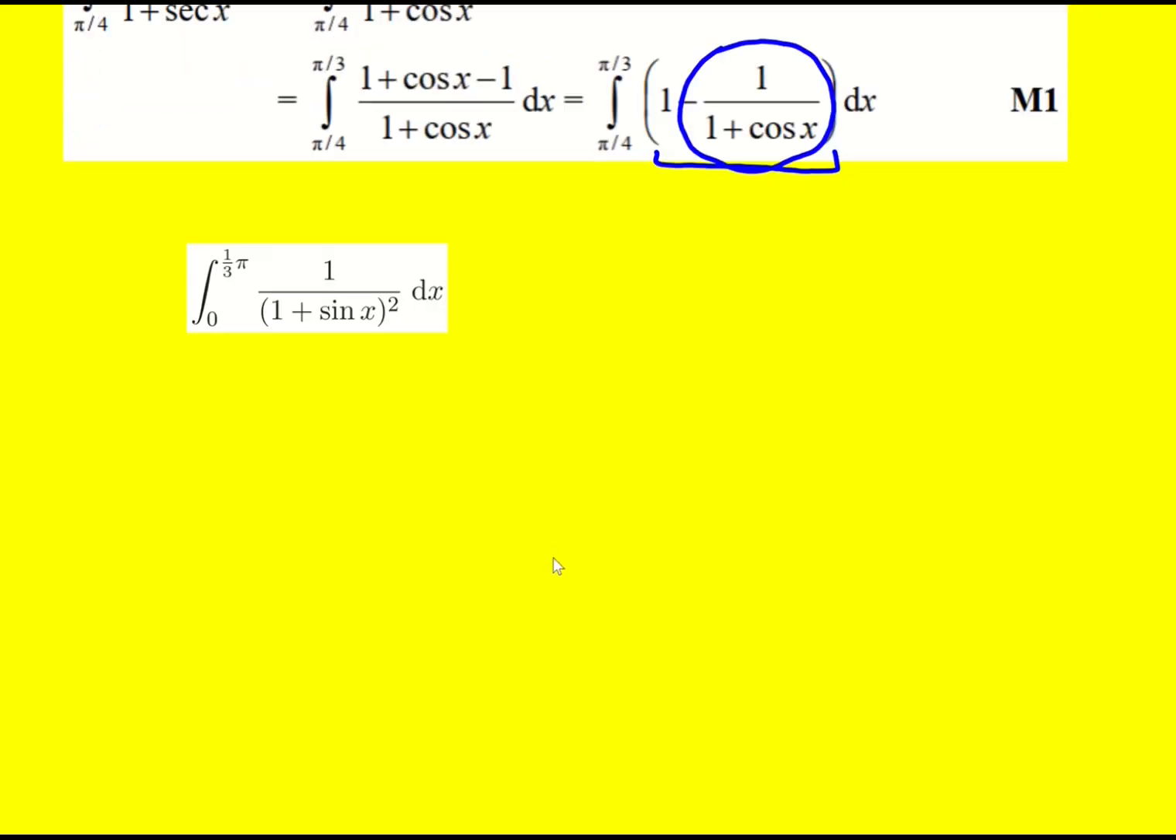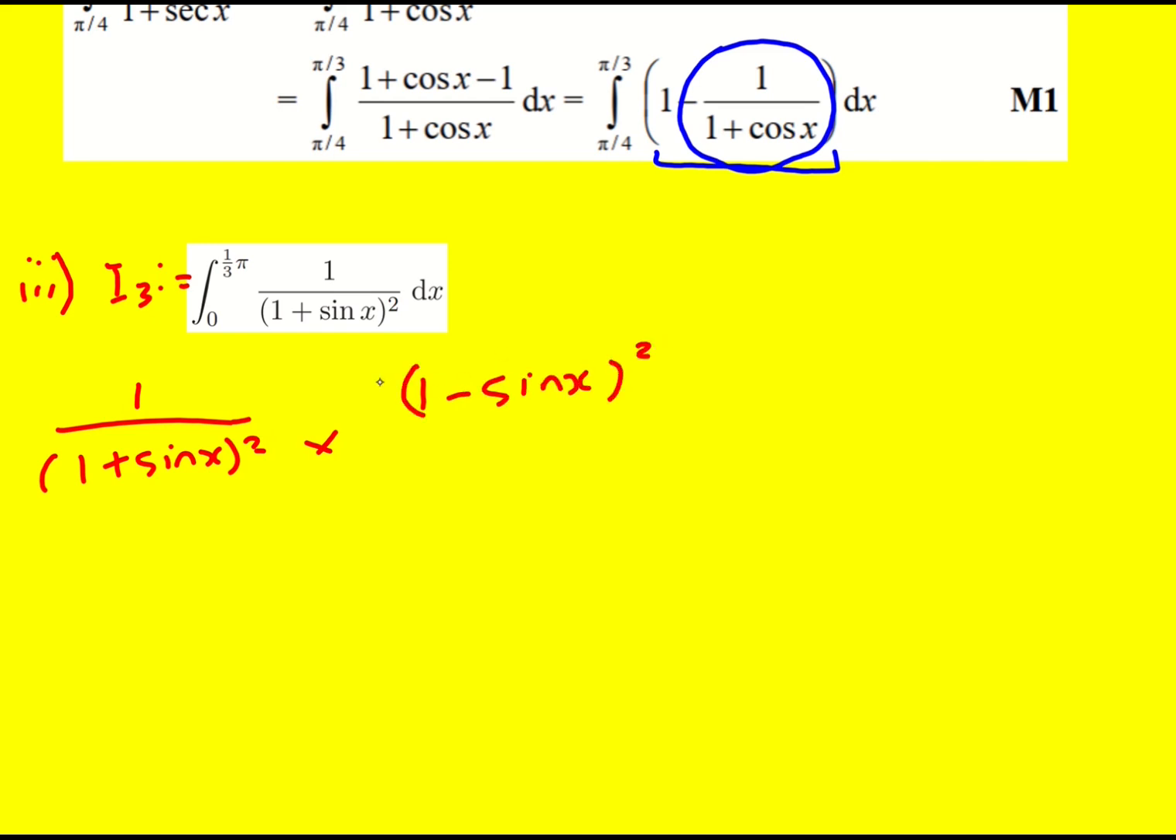So this final integral here, part 3. Okay, well, why not take this 1 over 1 plus sine x and do the same thing again, times by 1 minus sine x all squared. I know without the square there, I'm going to get 1 minus sine squared.